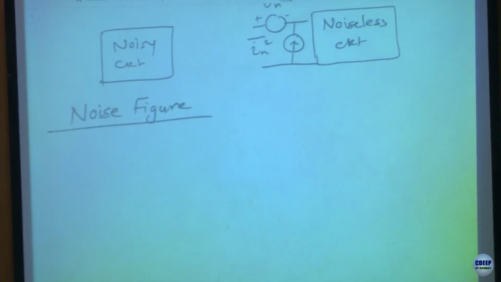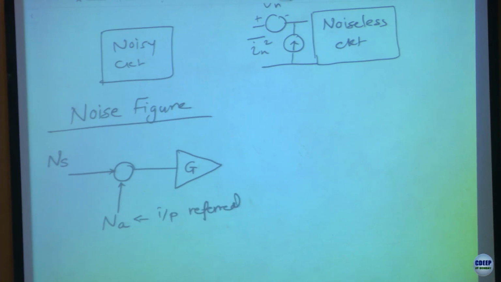So let's draw a very simplistic block diagram. This is a gain of G. Here this is the noise of the source, NS, that is going in, and NA is the input referred noise power, and this NA represents this circuit, just like what we did over here. So you are modeling everything at the input, and then we are saying that the gain G is noiseless.